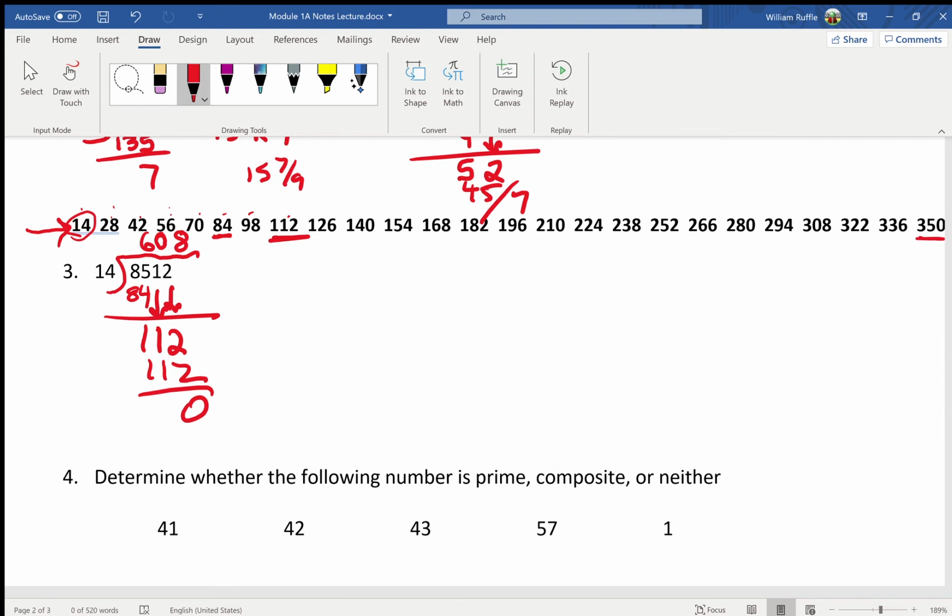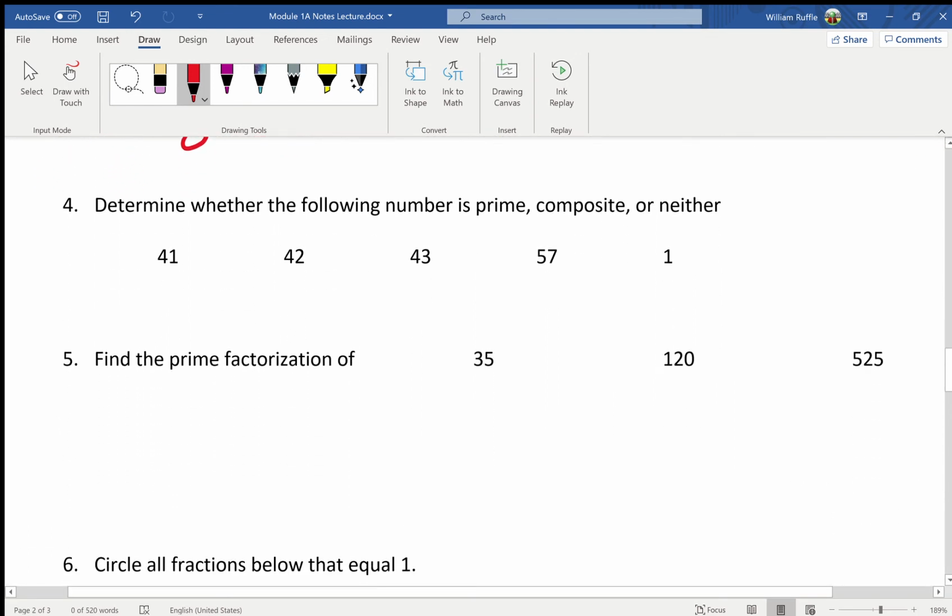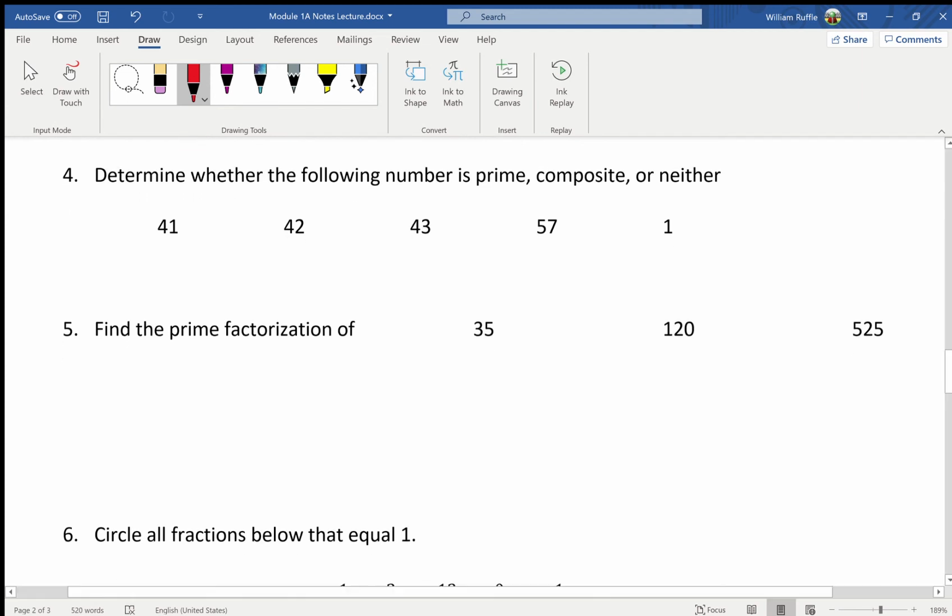Okay, now I'm going to do a couple more, then I'm going to take a break. I try to make these videos around 15 to 20 minutes long, and we're almost at the 13-minute mark.